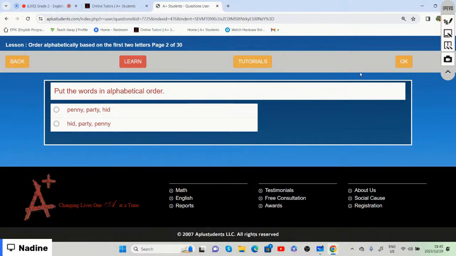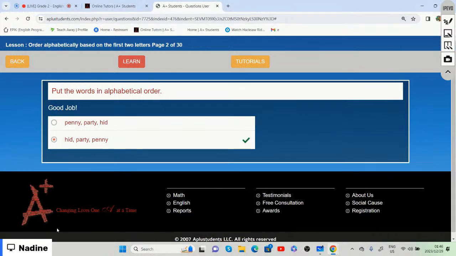All right. So if we need to put these words in order, right? So we have penny, party, heed, right? So heed comes first, then party, and then penny, right?